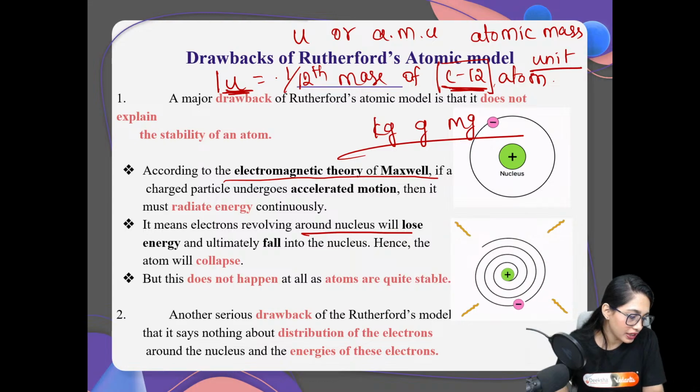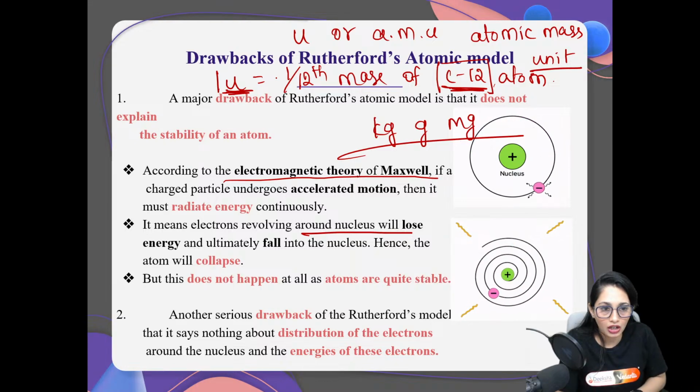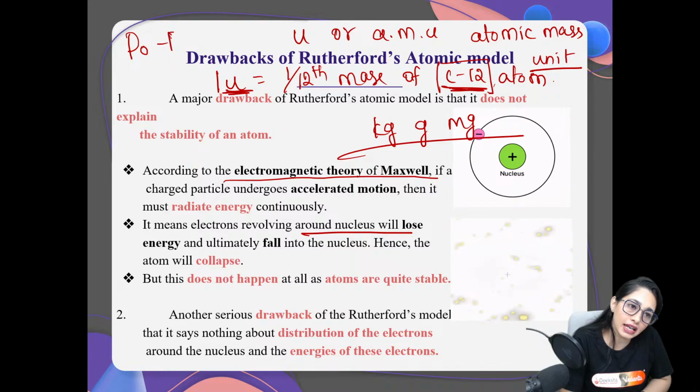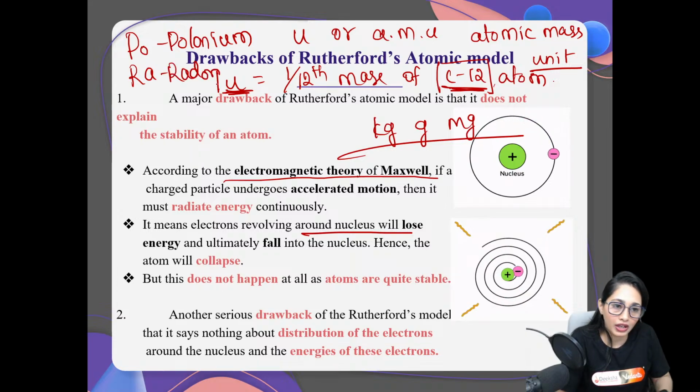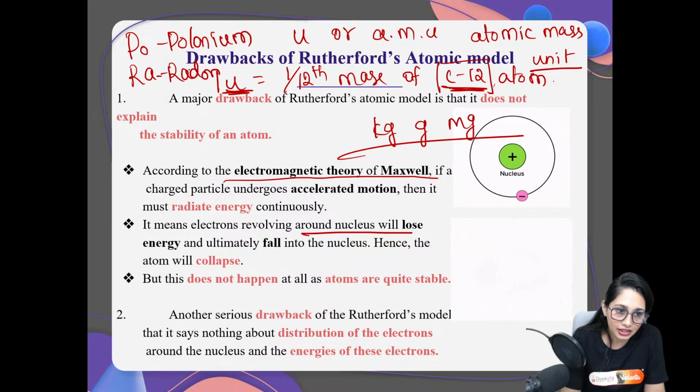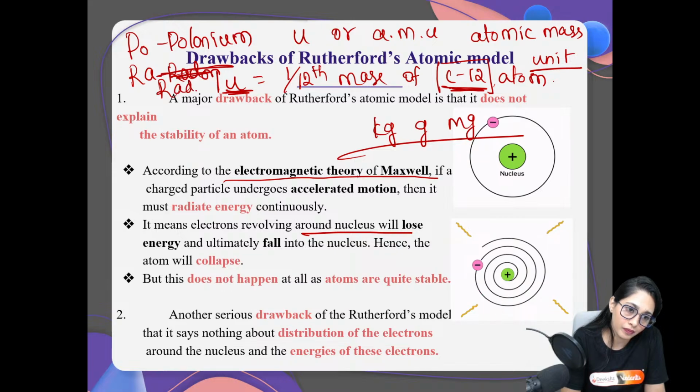What are Po and Ra in radioactivity? Po is polonium, a radioactive element. Ra is radium. Sorry, radon is Rn; Ra is radium.